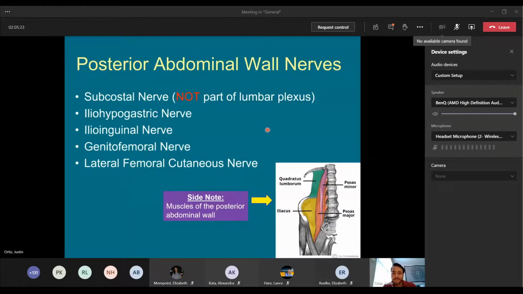Okay, so posterior abdominal wall nerves. Again, the subcostal nerve is not part of the lumbar plexus. You have the iliohypogastric nerve, ilioinguinal nerve, genitofemoral nerve, and lateral femoral cutaneous nerve. These are the nerves associated with the posterior side of the wall. He listed them on the slide, but I just put them right here. And another side note from near the objectives: remember that we have 4 posterior abdominal muscles. Those are the psoas major, psoas minor, iliacus, and quadratus lumborum. Those are all going to be associated there.